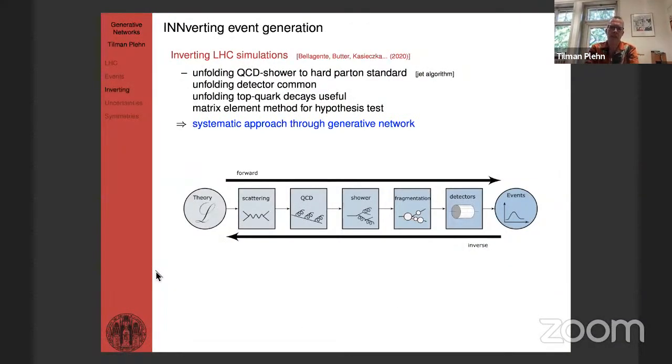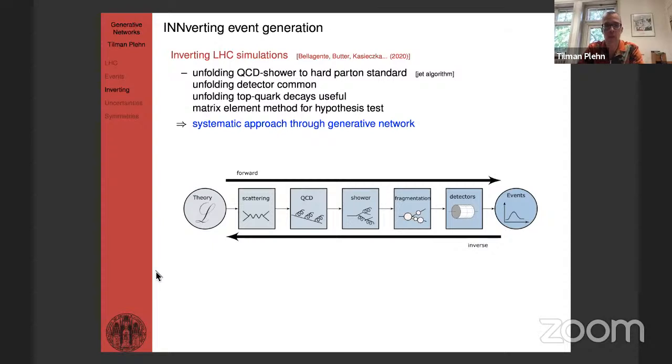What's more interesting is doing something that in principle we all want to do, but it's actually very hard in the standard tools that we've been using. And that's inverting LHC simulations. So call this inverting a simulation or call this unfolding. What we want, and what we actually do, is for instance unfold the QCD shower to a hard parton. That's certainly standard, it's called a jet algorithm, right? Mihoko talked about that. If you think the forward simulation process is turning a parton into a shower, the backward is just the inversion of it.